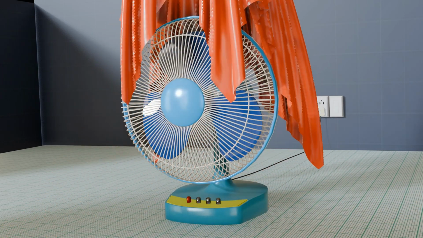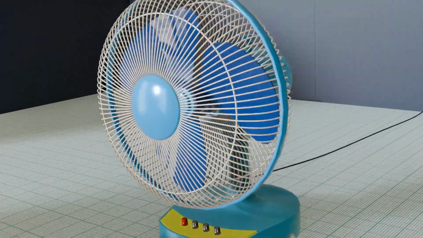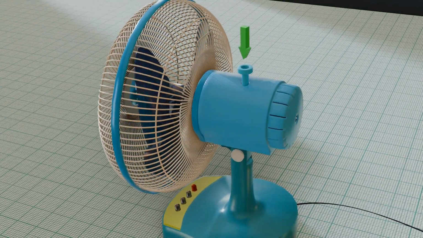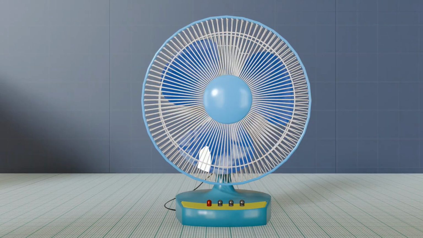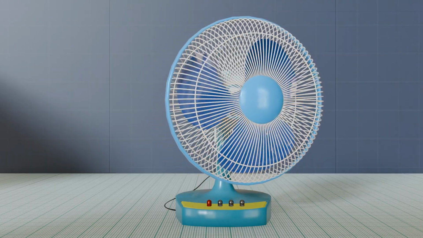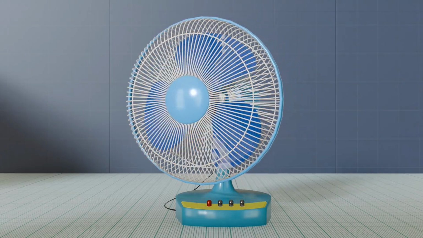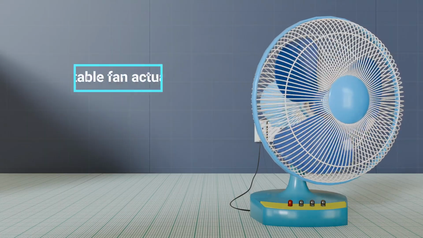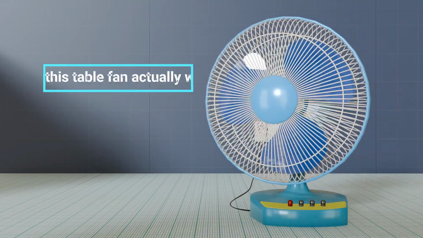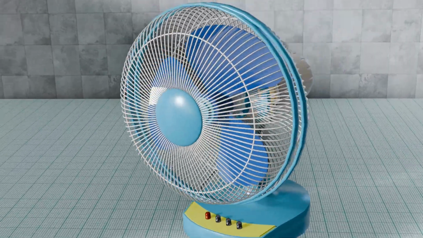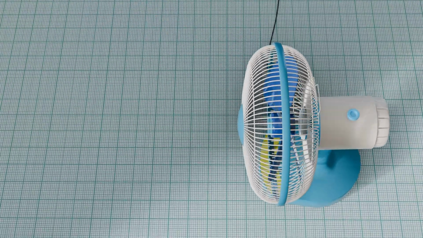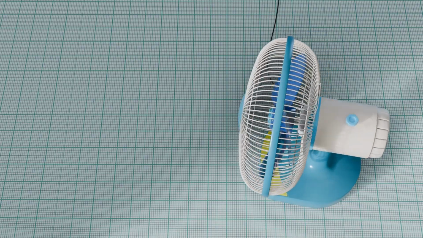Do you remember that classic 90s table fan? Sure, it always blew air, but what made it special was the little button on the back. When you pressed it, the fan's head would swing side to side, spreading cool air across the whole room. Today, in this video, we're going to dive into how this table fan actually works, and we'll uncover the magic inside that button that makes it start oscillating the moment you press it.